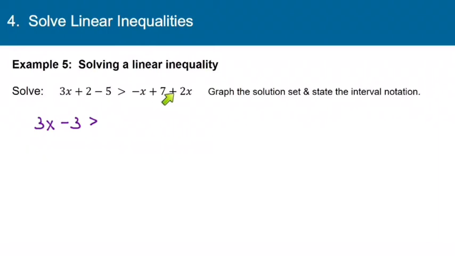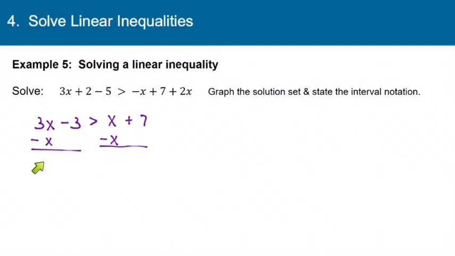And when you look at the right side, the negative 1x and the positive 2x add up to positive 1x. So that's going to give us x plus 7. Now we are ready to start solving. So notice that we have variable and constant on the left, and we also have variable and constant on the right. So this is a time when we would want to start by eliminating the smaller variable term. So I'm going to subtract x from both sides.